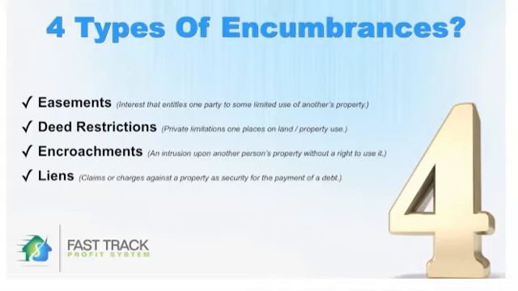Encroachments are the third type of encumbrance. An encroachment is an intrusion upon another person's property without the right to use that, or the right to encroach upon it. Two examples of encroachments are overhanging trees looming over your property line, or if a neighbor puts up a fence that's partly on your property without your permission. And the last type of encumbrance, and the one that is the most common out there, are liens. Liens are claims or charges against a property as security for the payment of debt.